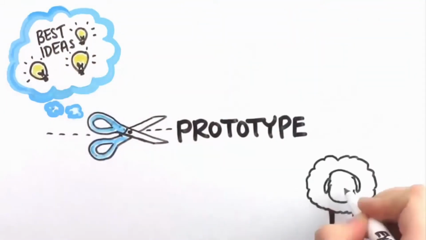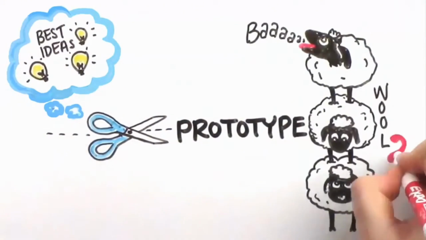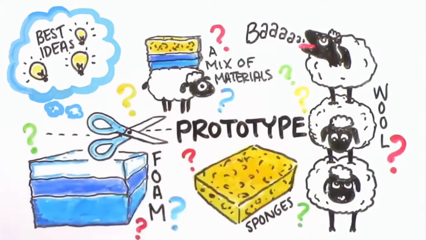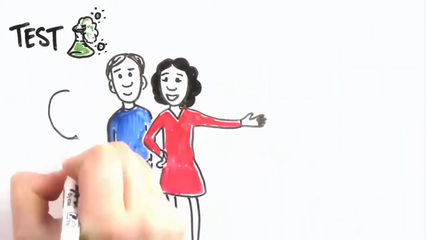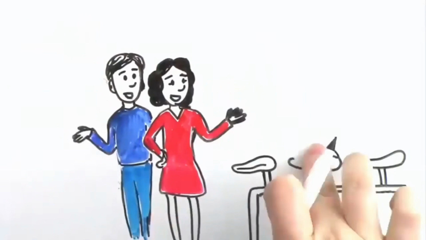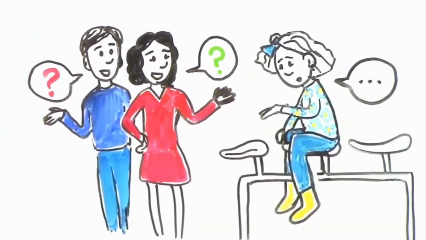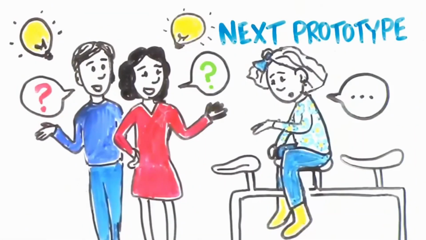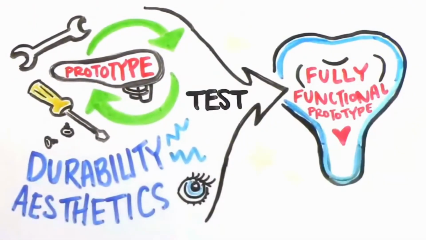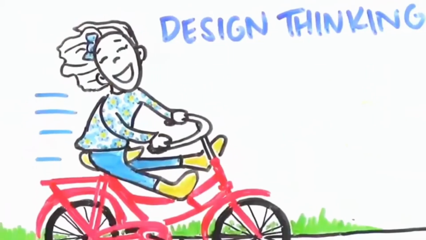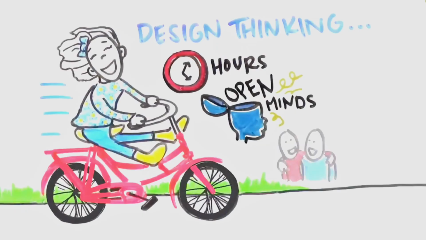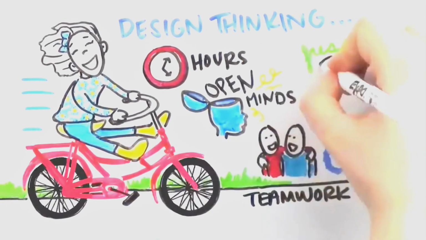With the best ideas, they began to prototype, trying out different combinations of materials, wool, foam, sponges, a mixture of other things. To test, they asked Mora to sit on different seat frames and they asked her lots of questions to generate new ideas for other prototypes. After several prototypes and iterations, they were able to come up with a fully functioning prototype, which Mora absolutely loved. This was an amazing process that took a lot of time, an open mind, and constructive design teamwork.